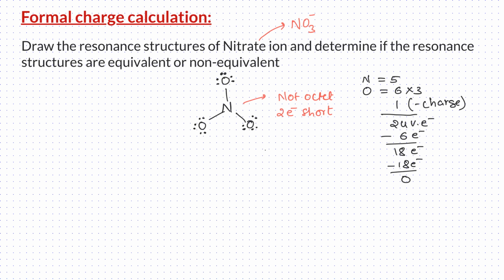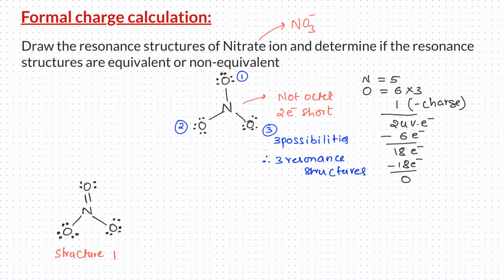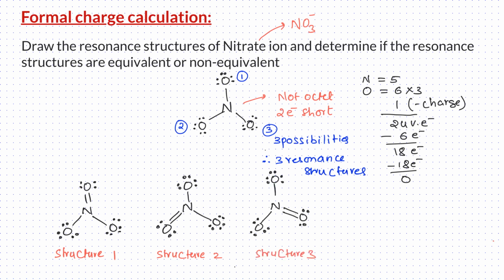Now, which oxygen should I use to transfer this electron pair? There are 3 possibilities. Therefore, I get 3 resonance structures. When I move the electron pair from oxygen 1, I get one structure. When I move the electron pair from oxygen 2, I get the second resonance structure. And when I move the electron pair from oxygen 3, I get the third resonance structure.